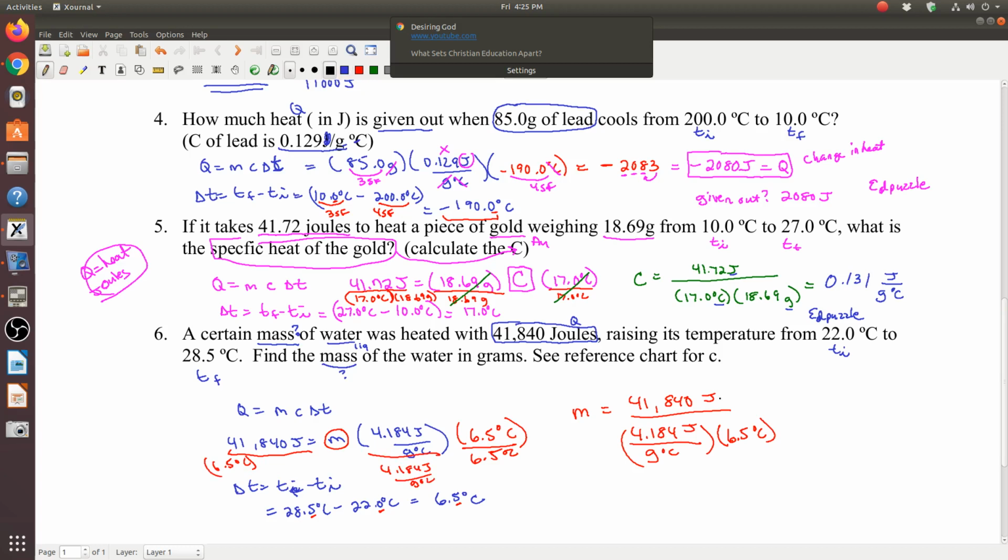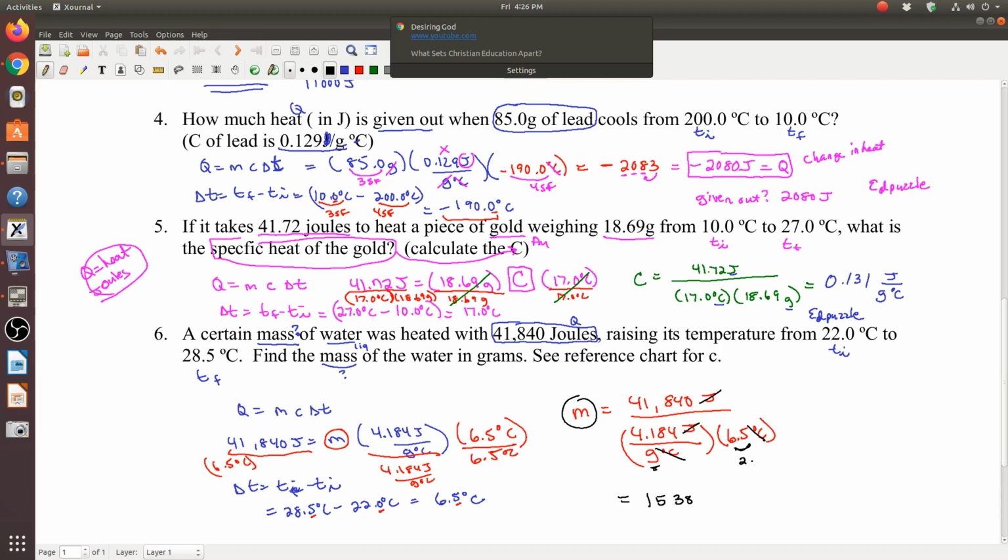Okay, now let's cancel units. Joules, joules, degrees Celsius, degrees Celsius. Grams doesn't cancel. That's what a mass unit is. When we put it all into our calculator, we get 1,538. And we've got to figure out significant figures.